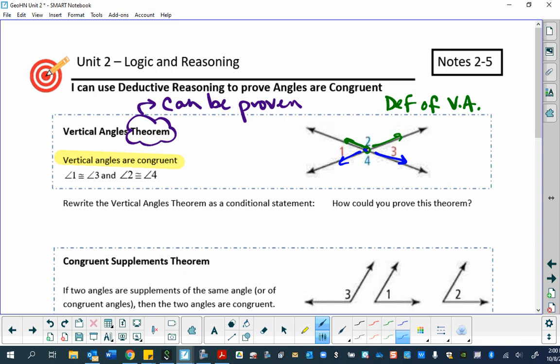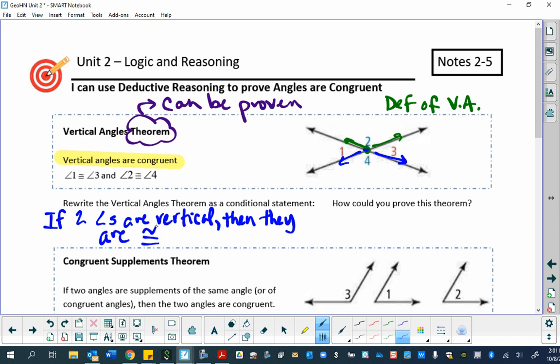So when I rewrite my vertical angles theorem as a statement, I could say if two angles are vertical, then they are congruent. Question for you, do you think it's biconditional? Mason shook his head no. How come? Because if they are congruent, that doesn't mean that they're vertical. We got lots of congruent angles, but that doesn't mean that they're vertical. Okay? So no, it's not a biconditional theorem.